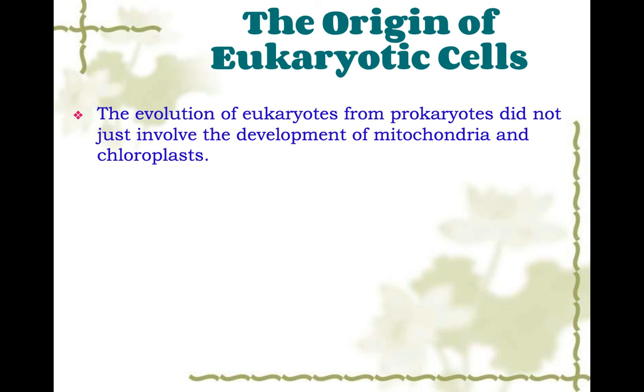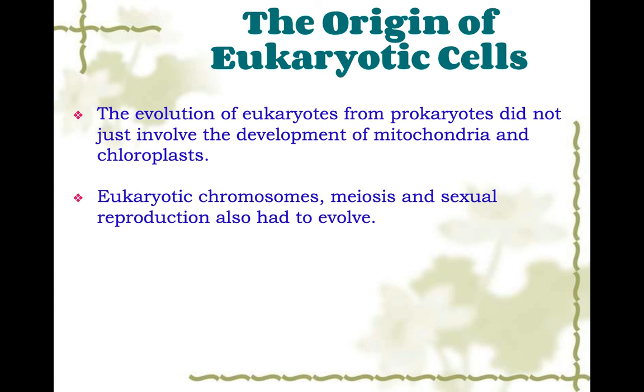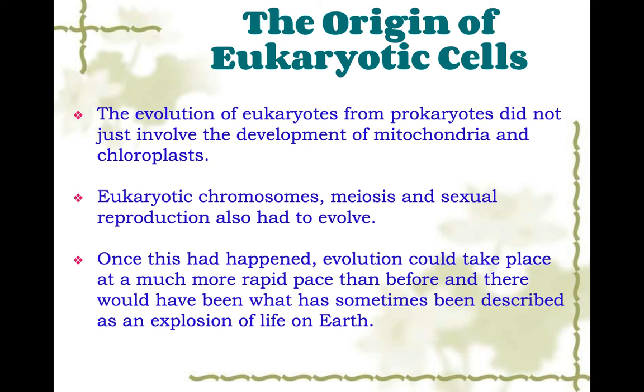The evolution of eukaryotes from prokaryotes did not just involve the development of mitochondria and chloroplasts, obviously. It would have had to have chromosomes and a nucleus and the ability to do meiosis and sexual reproduction. So all of these things also had to evolve. And again, through natural selection, they would have slowly been selected for. But once we reached that point of sexual reproduction, which we know adds a lot more variety, evolution could take place at a much more rapid pace than before, and there would have been what has sometimes been described as an explosion of life on Earth.